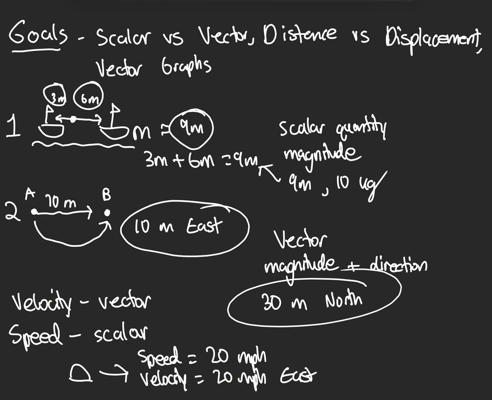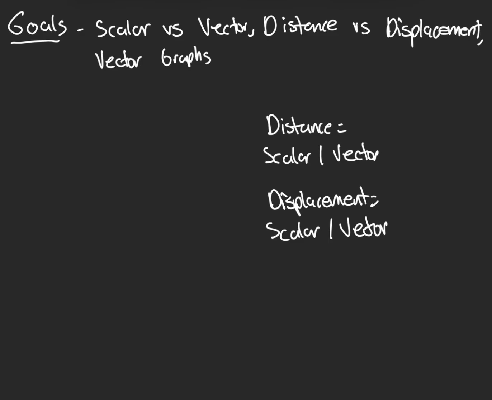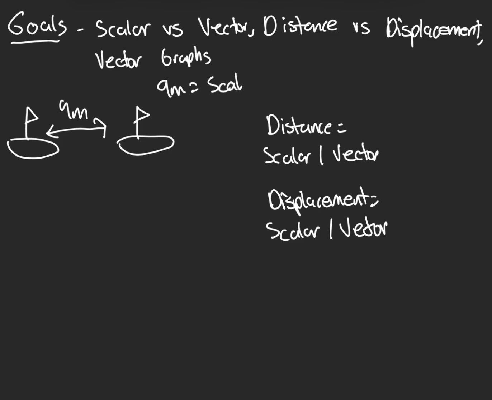Okay? Between distance and displacement. So from the example from before, we had 2 boats and they were separated by 9 meters apart. Okay? So we know that 9 meters is scalar because 9 meters only shows magnitude. So therefore, distance would be scalar.